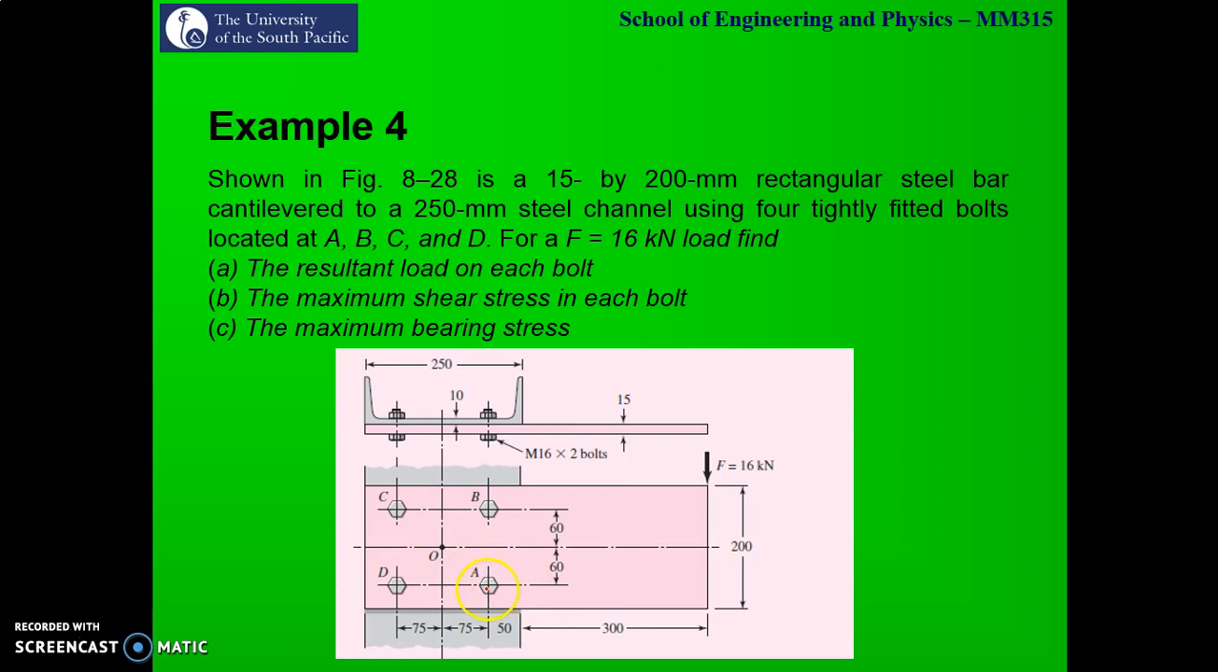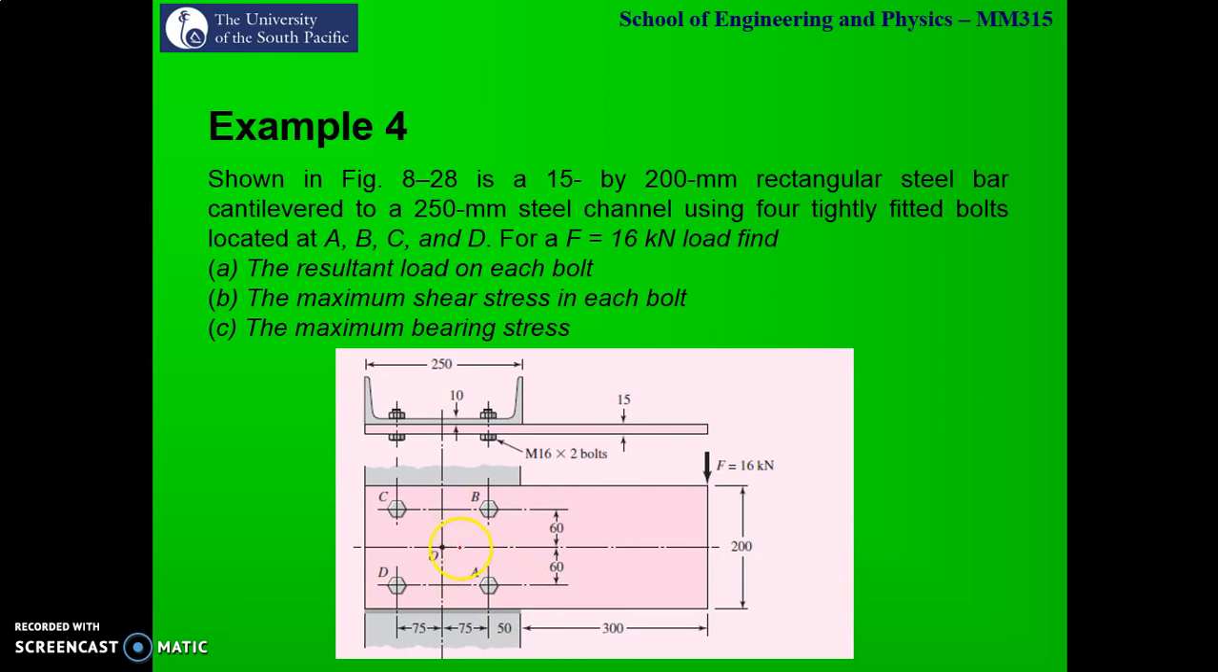So from I to O is 75 mm, from O to D is also 75, and then we've got 60, 60. Now the first thing that we need to do, for this particular bolt pattern, is find the centroid. Since it's a regular, rectangular pattern, your centroid is right over here.